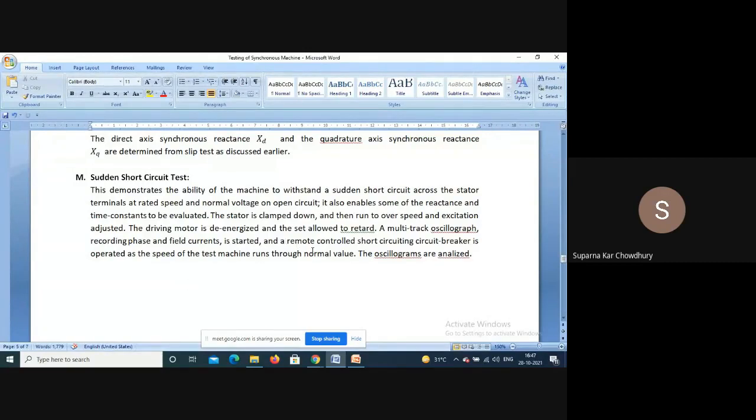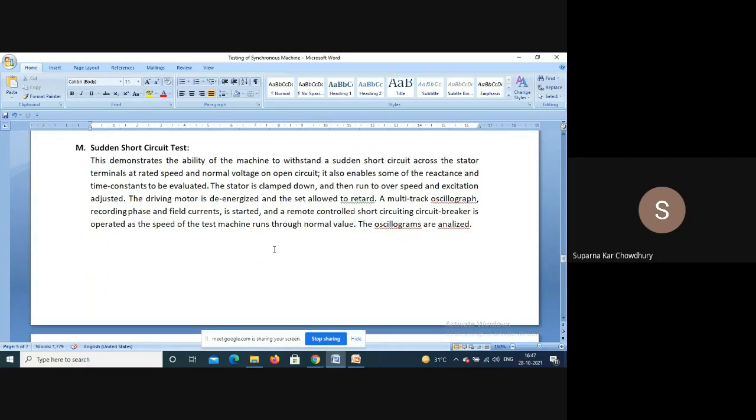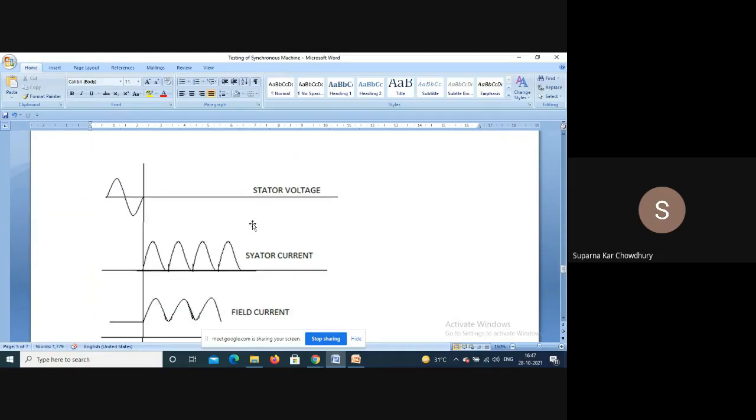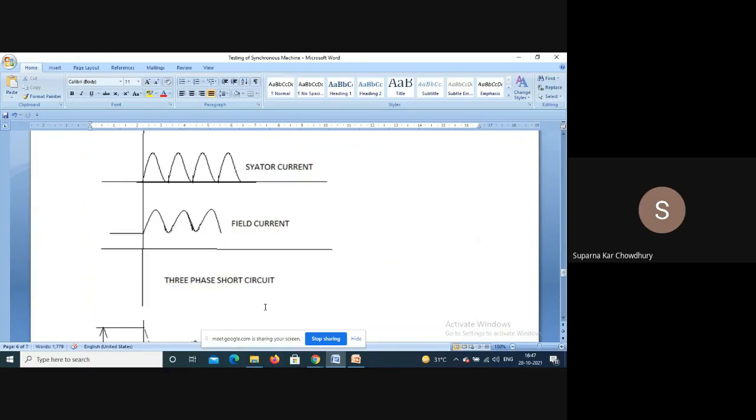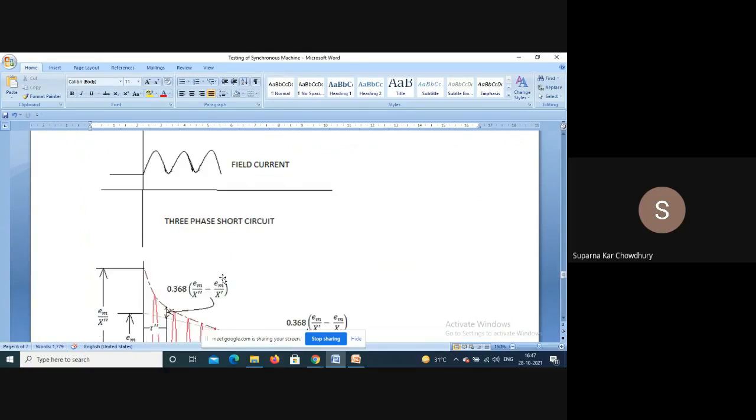Now there is a remote controlled short circuiting arrangement. The short circuit is applied just as the set is passing through the rated speed. The oscillograms are then analyzed. Now, what type of short circuit can be simulated? This is just an example. This will be the stator voltage, short circuit current, and field current forms for a three-phase short circuit.